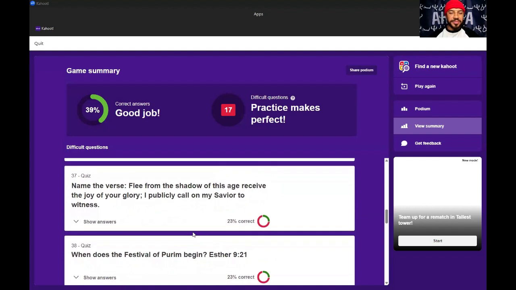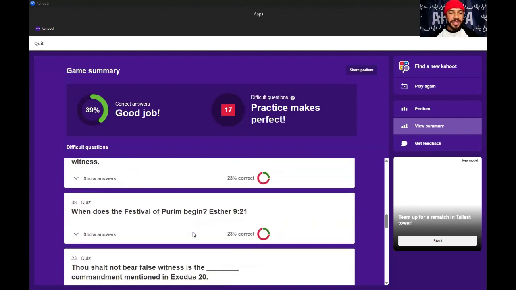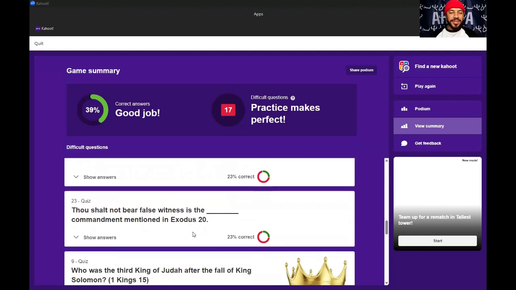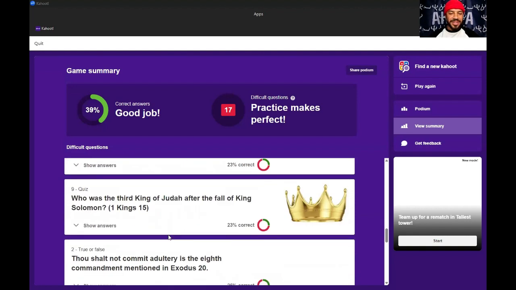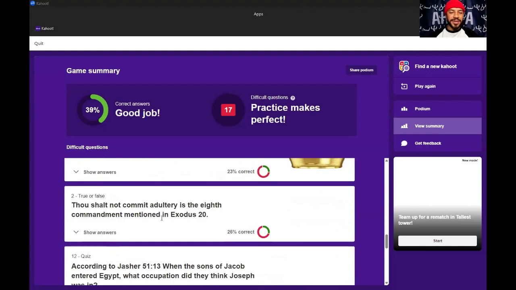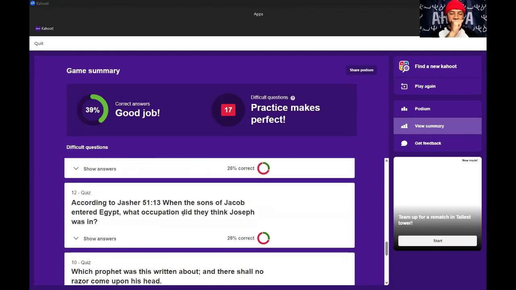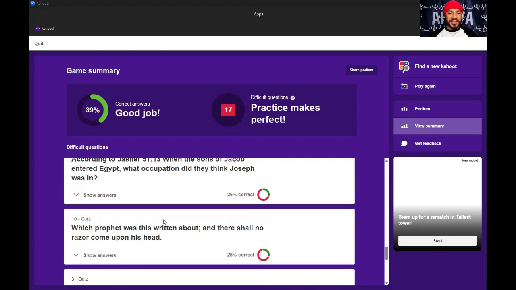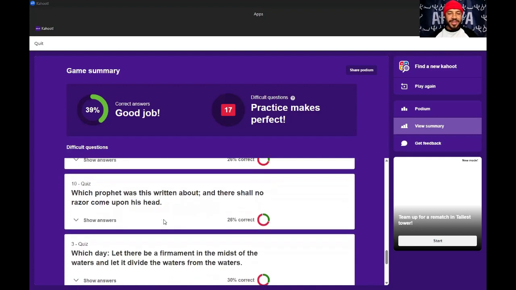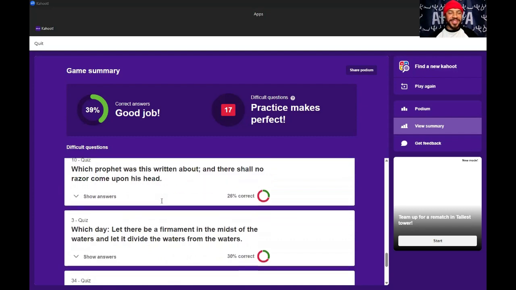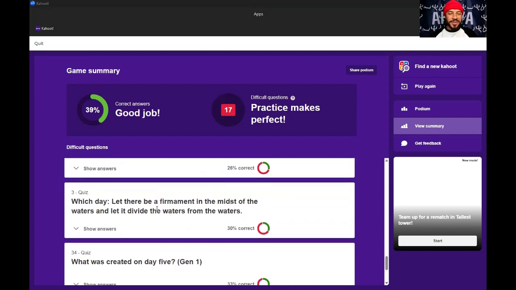Name the verse. 2nd Esdras, Purim, the 10 Commandments. The king, yep, that can be tough. The true or false on the 8th commandment. I know some of those Apocrypha verses was tough. The prophet, everyone chose Samson, and it was Samuel. Man, this one should have not been a hard one. I don't believe it was.